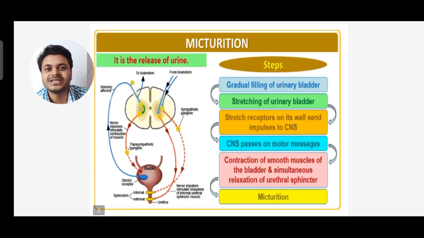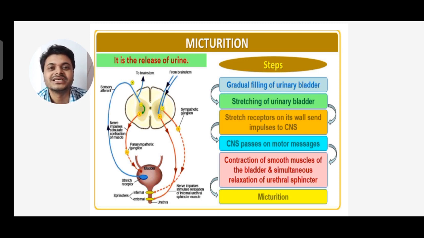Now you can see what is micturition. It is the release of urine. You can see the steps: first gradual filling of the urinary bladder, then stretching of the urinary bladder, then stretch receptors on the wall send impulses to the CNS, then the CNS passes on motor messages, causing contraction of smooth muscles of the bladder and simultaneously relaxation of the urethral sphincter, then the micturition.